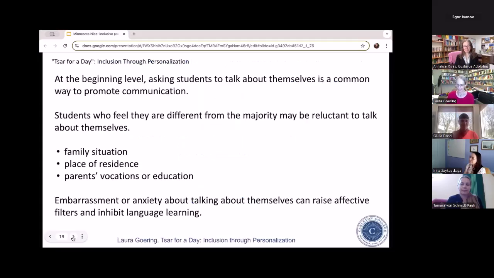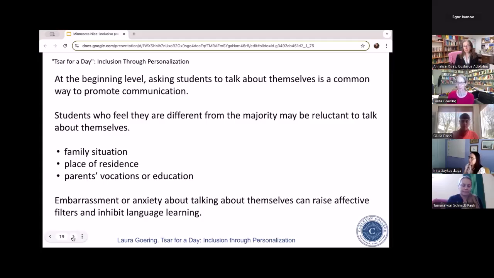Their family, where they're from, what their parents do. But I have become increasingly aware that for some students, this is actually quite uncomfortable. I've had students who recently lost a parent. I had a student whose family was undocumented. I had a student whose father was incarcerated. Students from different socioeconomic backgrounds may feel uncomfortable talking about their family, where they live, or their parents' jobs or education. And this actually leads to quite a bit of embarrassment or anxiety and can really interfere with their learning and raise their affective filters.